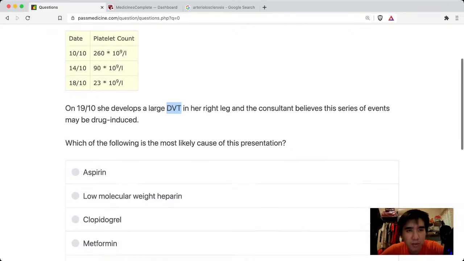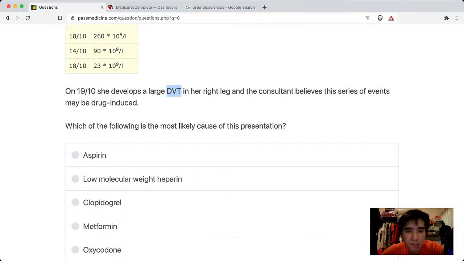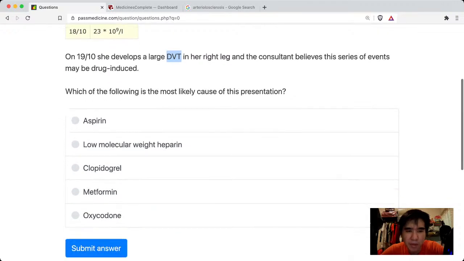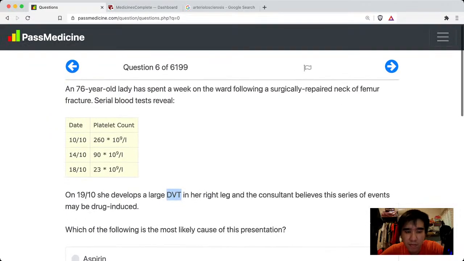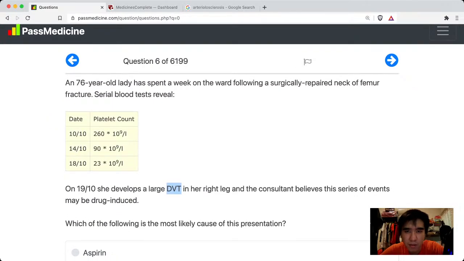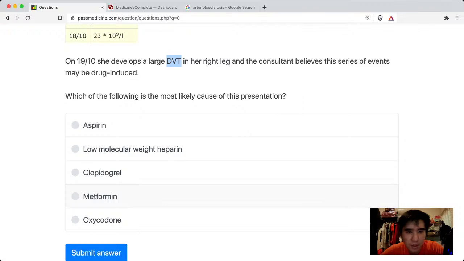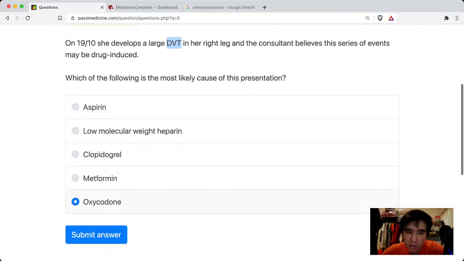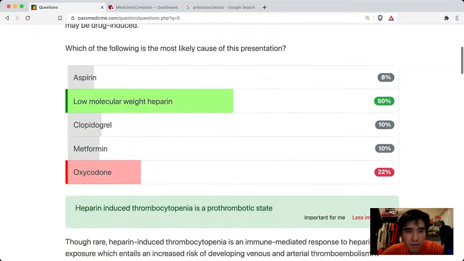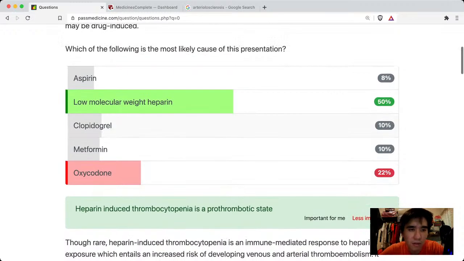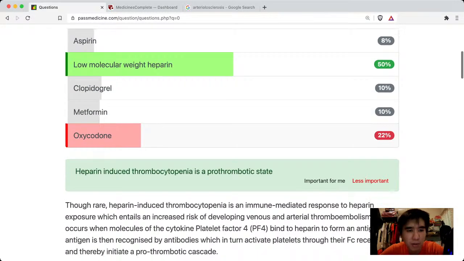And what's the reason for the drop in platelet? Metformin, does it cause a drop in platelet? Does it cause DVT? I've not heard of it. I'm just gonna guess oxycodone here. Yeah, so I was wrong. The correct answer is low molecular weight heparin.